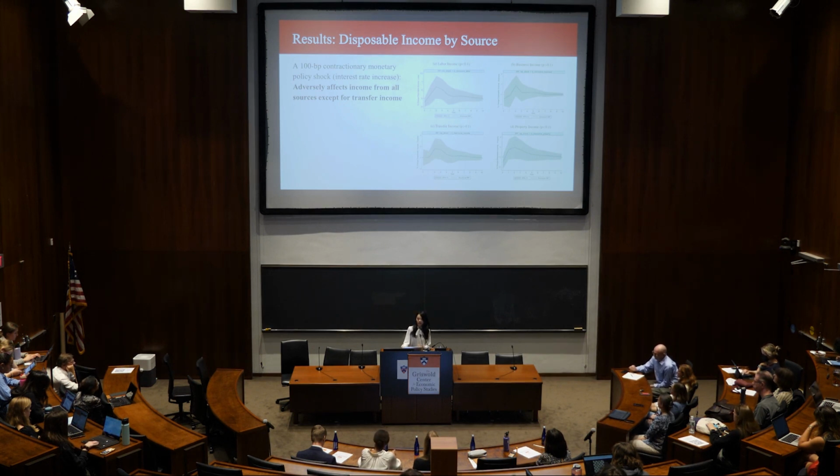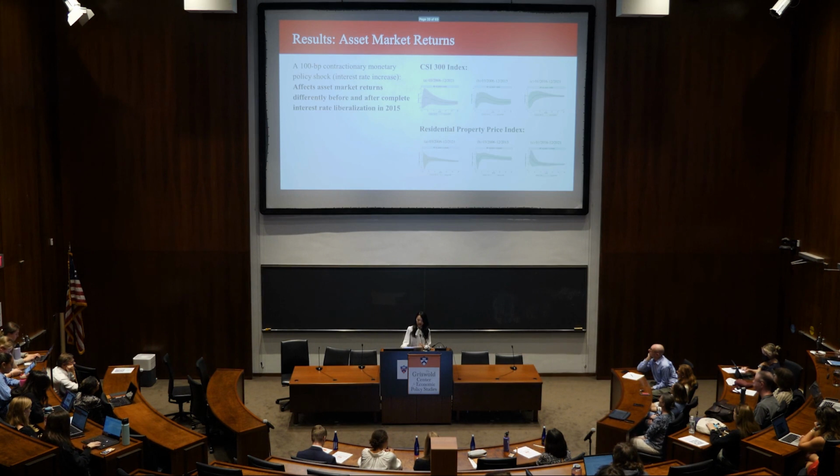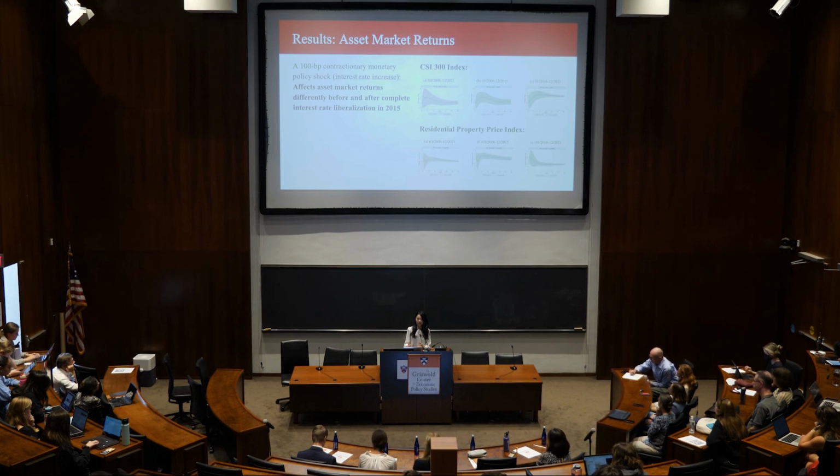And then for the higher income households, I was curious if asset holdings would provide a hedge against negative effects of monetary policy tightening. And so here I use the CSI 300 equity index as well as the residential property price index as proxies for asset market returns. And I found that reactions of both asset markets to monetary policy tightening have changed after the country liberalized its interest rate in 2015. Now, overall, monetary policy transmission through asset markets in China is still a topic that's understudied, and I didn't have a lot of time to dig further into this.